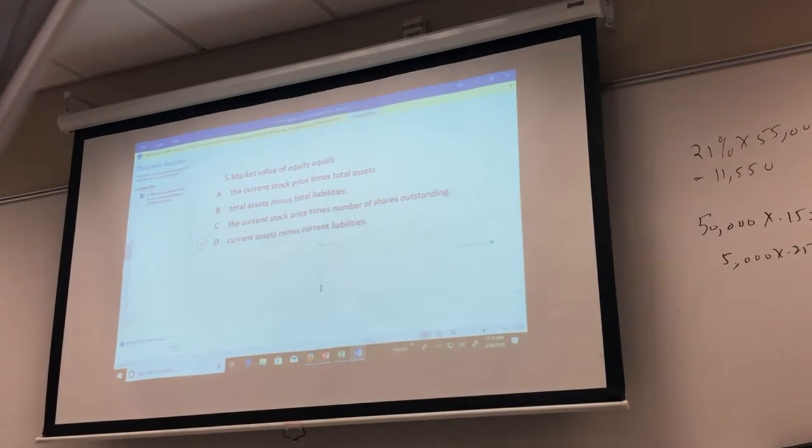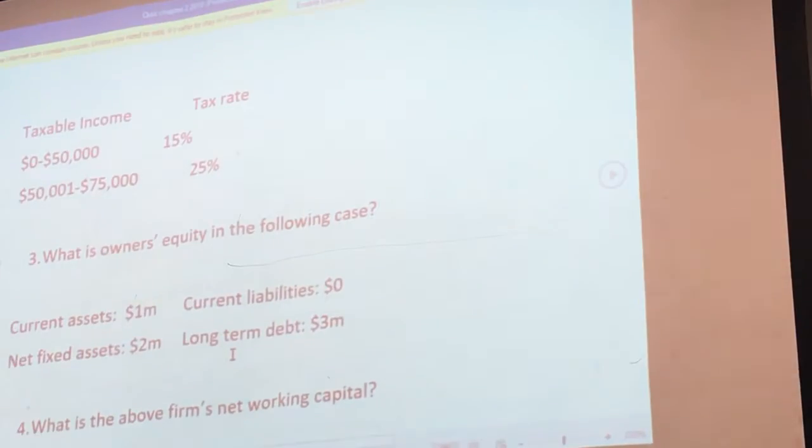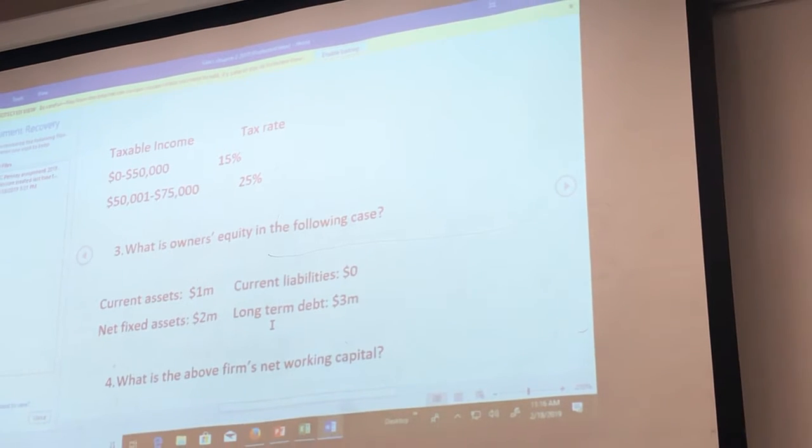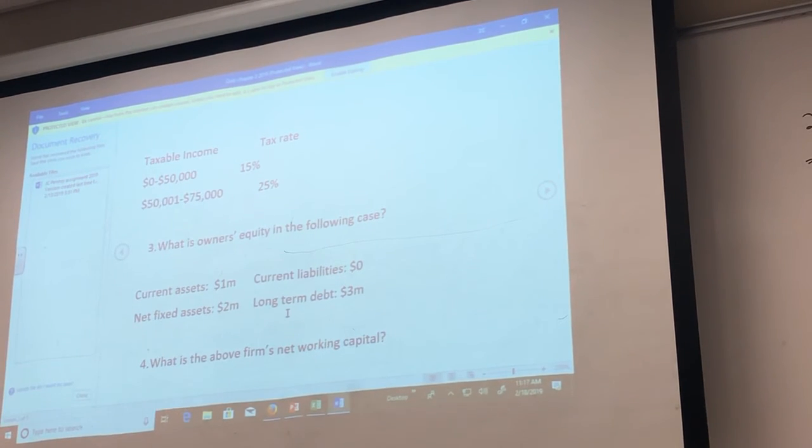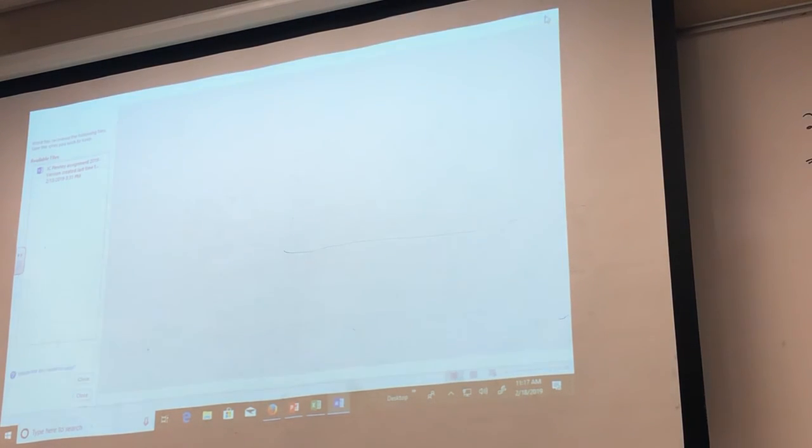What was number 4? Number 4 was 1 million. Was it 1 million? Yes. What did you do to get that? Current assets minus current liabilities. 1 million minus 0 equals 1 million. All right, any questions? Yes. All right, let's move on to chapter 3 then.